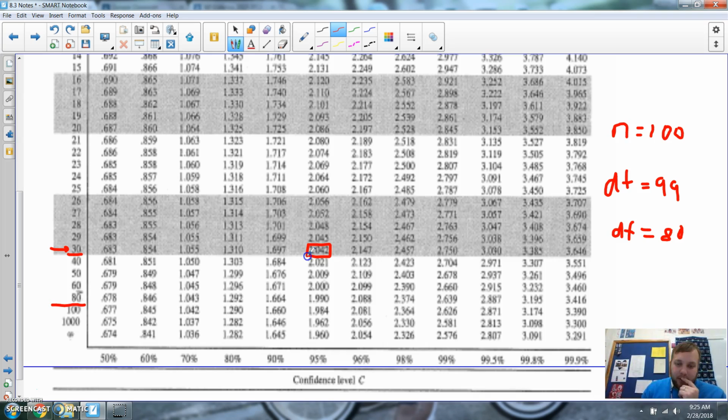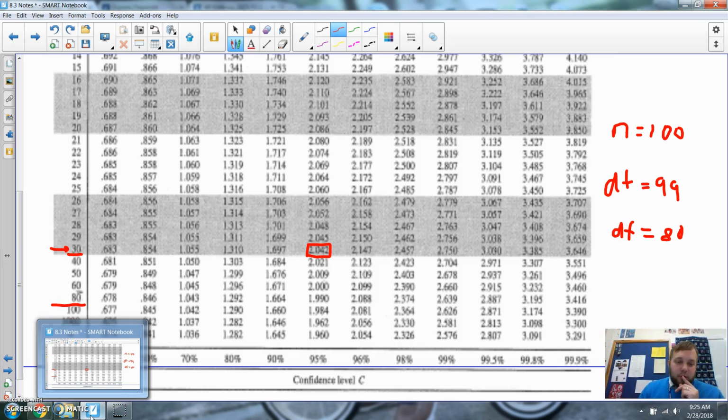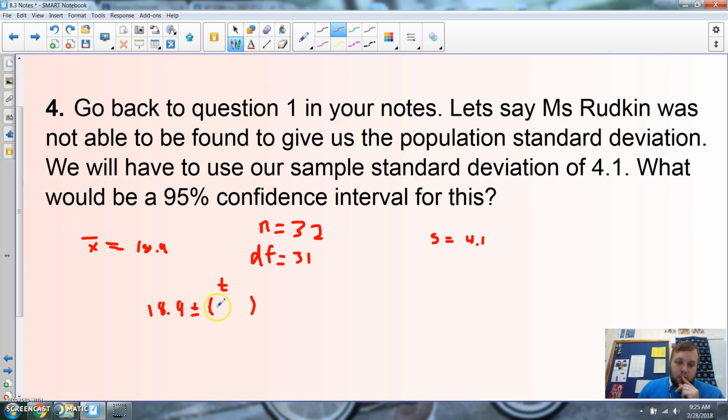So this is my critical value now for 95, meaning it's close to 1.92 or 1.96, but I'm given a little extra wiggle room. So 2.042. And then my standard deviation, remember I don't know the actual amount, so I'm going to use 4.1 divided by the square root of n, which is still 32.